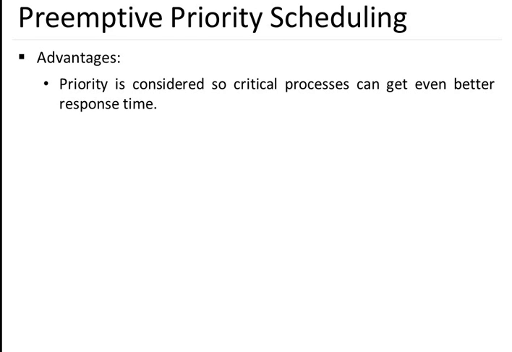Now the advantage is that priority is considered, so a critical process can get even better response time. If there are certain situations where some process needs to be executed immediately, and if priority scheduling is implemented, then this process will get an immediate response, and it will not wait for a long time.